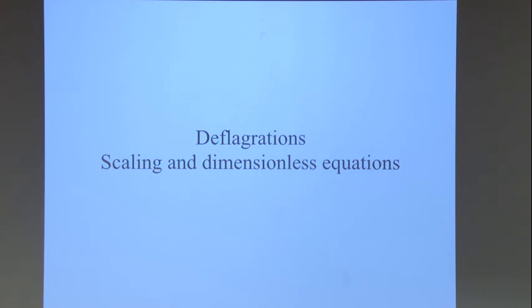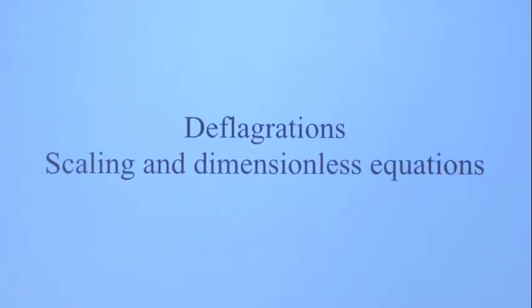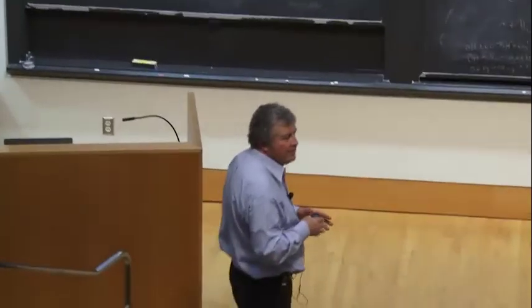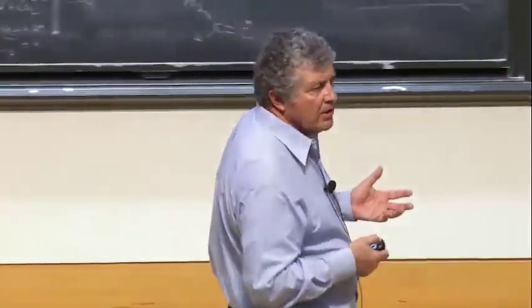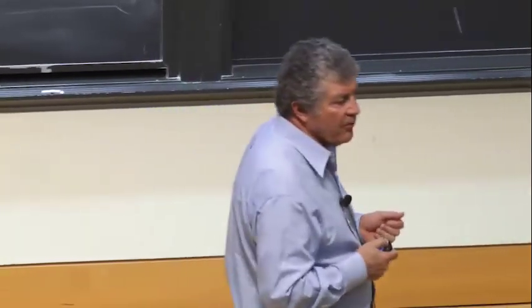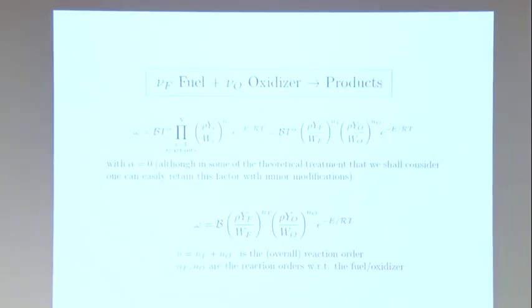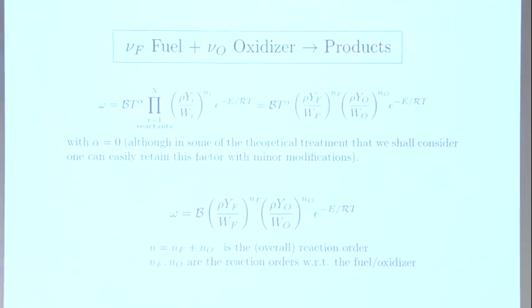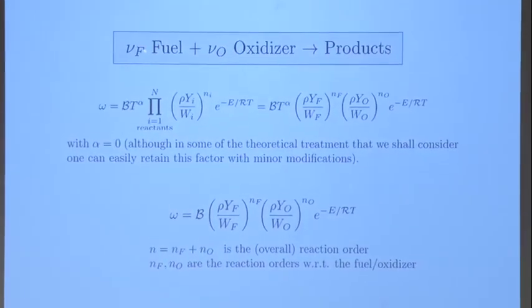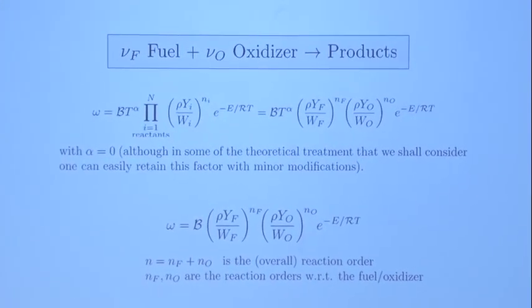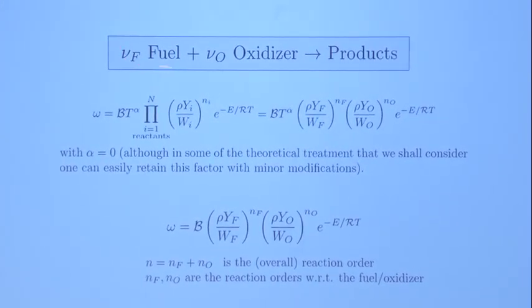What I want to go through quickly is, from now on, we're going to only talk about flames or deflagrations. And what I want to discuss now is to scale the equations, write them in dimensionless form, and make a few important comments that come from this. So the first thing, just to remind you, we're always going to talk about a single-step reaction: fuel plus oxidizer go to product, whatever the products are. Nu F, nu O are the stoichiometric coefficients. So those are numbers of moles.